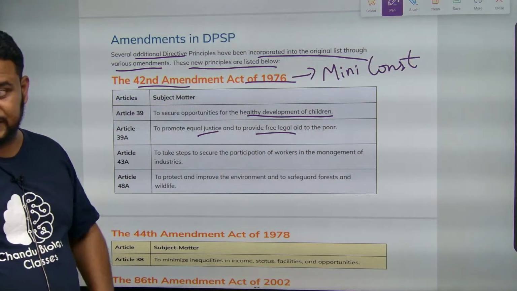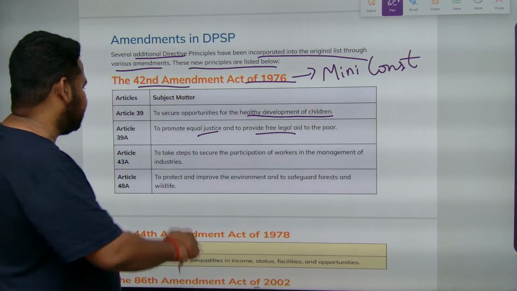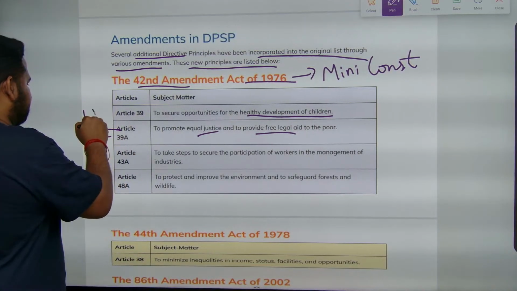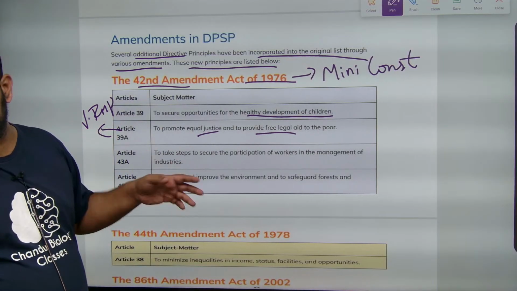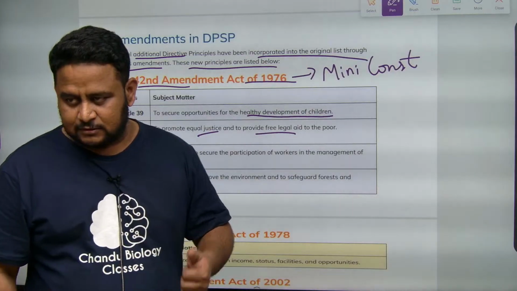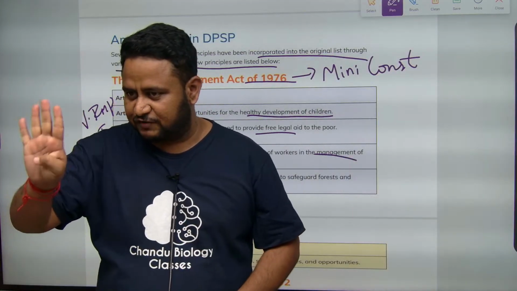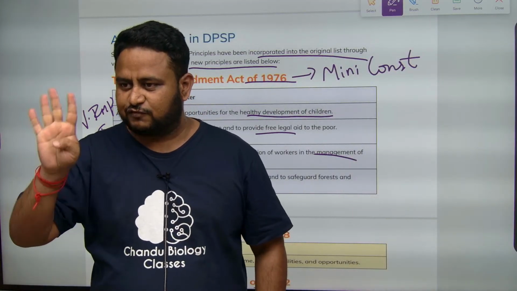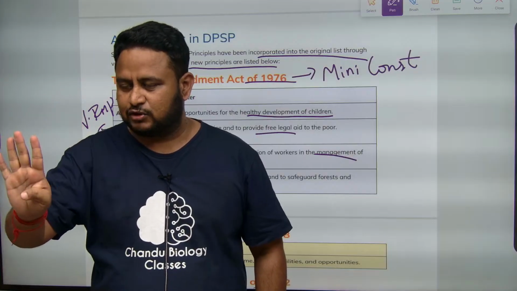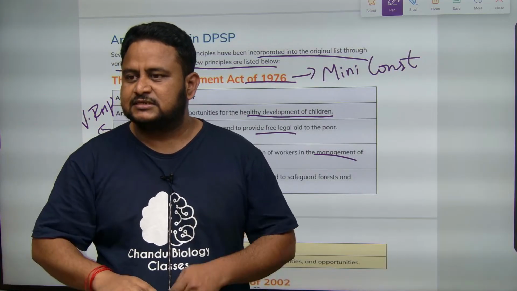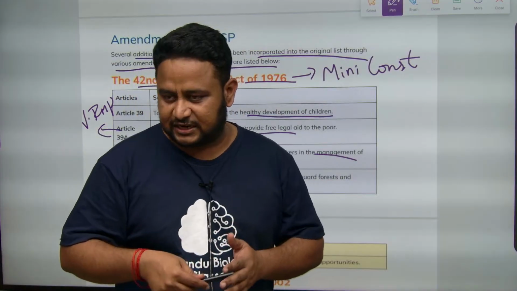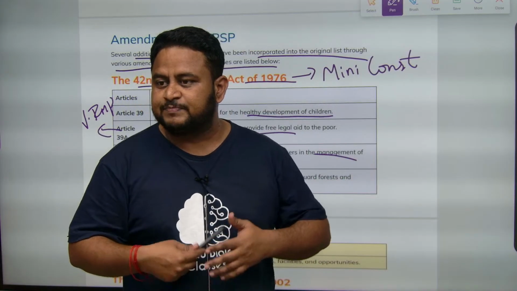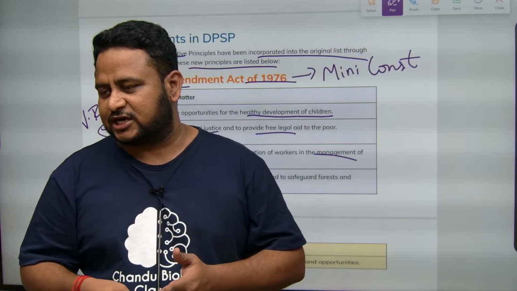39A is talking about free legal aid. This has also been asked multiple times. This is a very important article. 39 is healthy development of children. 39A is free legal aid. Next, 42nd Amendment, the word for itself, you should understand. In the 42nd, 4 articles have been included. One is 39, safeguarding the healthy condition of children. Then 39A is talking about free legal aid.